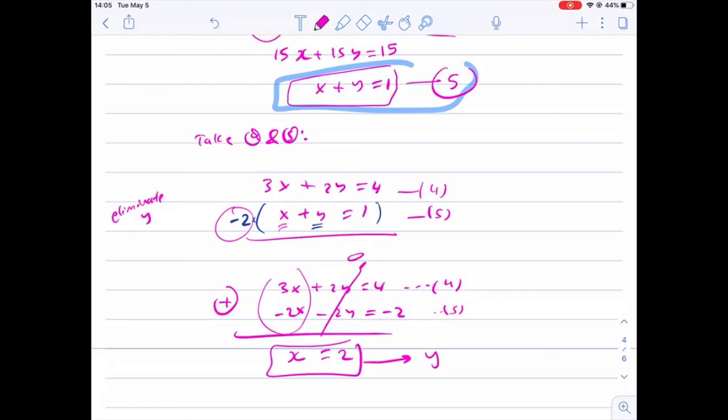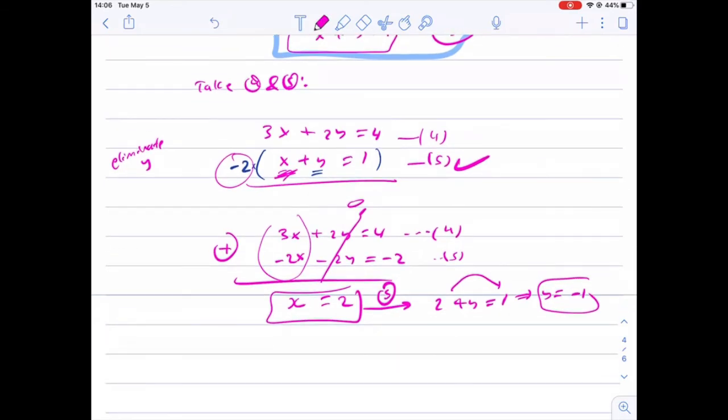Now we need to find y. y can be obtained from, for example, equation 5 by plugging in x equals 2. In order to find y, we substitute in 5, so x is 2 plus y equals 1. That means y equals negative 1. So x equals 2, y equals negative 1.